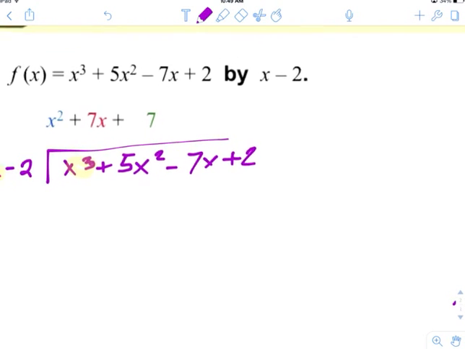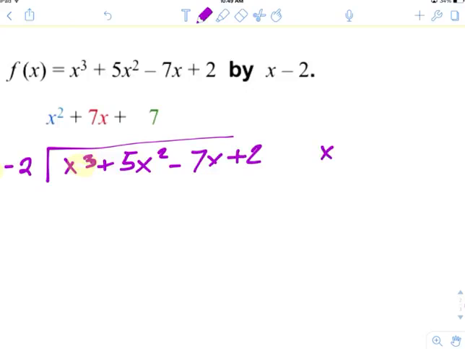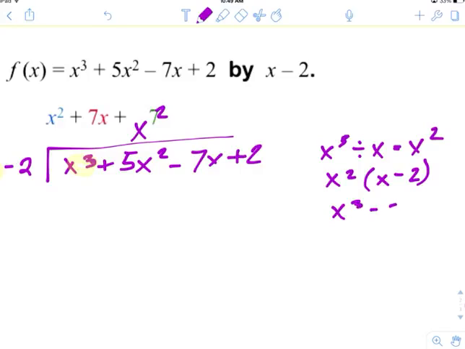Again, I'm focused on the first term in my divisor and the first term in my dividend. And I'm going to do my division. X to the third divided by x is equal to x squared. So that's going to go over my quotient bar, and it's going to be the term for my multiplication. X squared times x minus 2 is x to the third minus 2x squared. So that's my first DMS cycle there. I'm going to plug that in as my subtraction step. X to the third minus 2x squared.